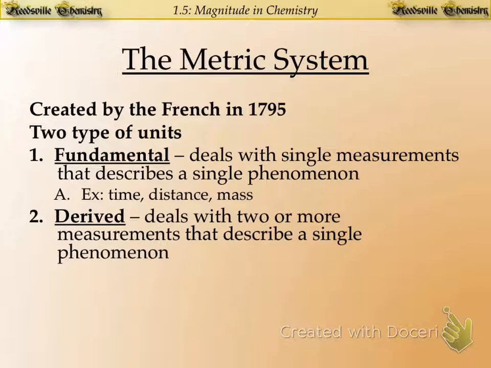Derived units deal with two or more measurements that describe a single phenomenon. So we've just done something that has a derived unit, right? Density. Density is a derived unit. It's grams per milliliter. So there's two different measurements there. We put them together, we get a derived unit.